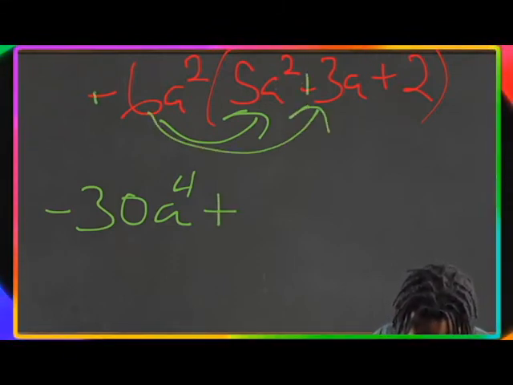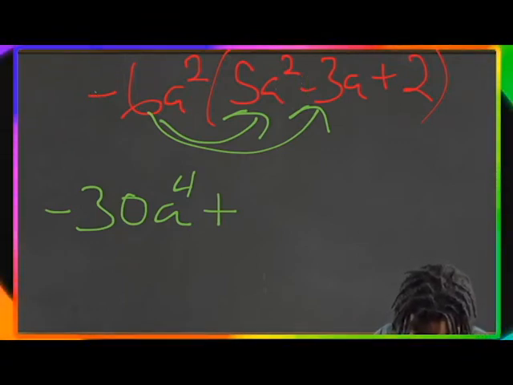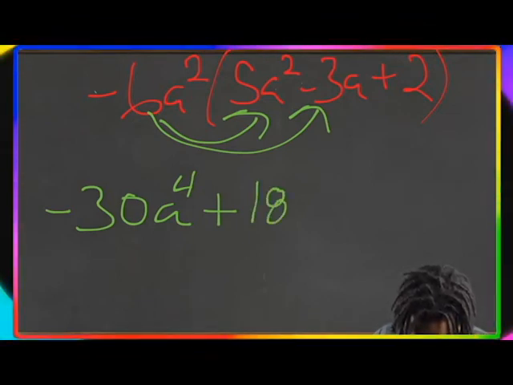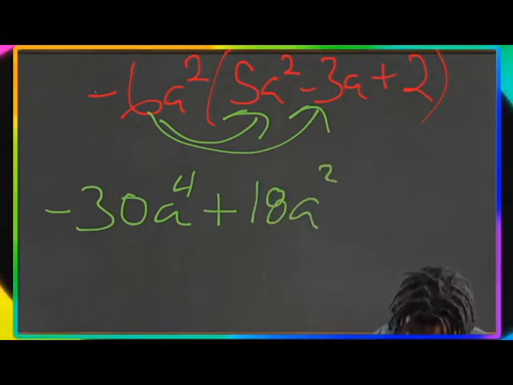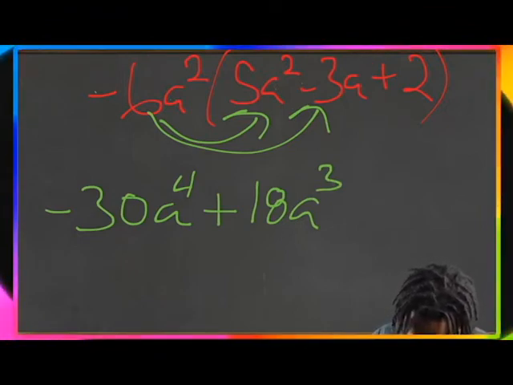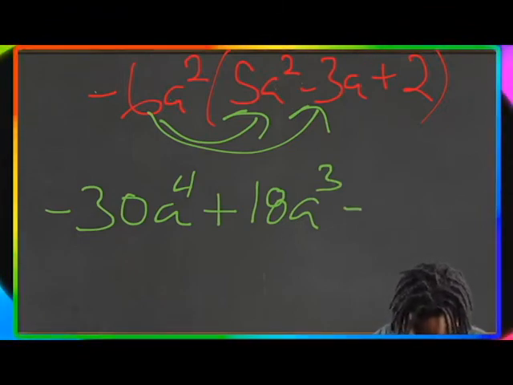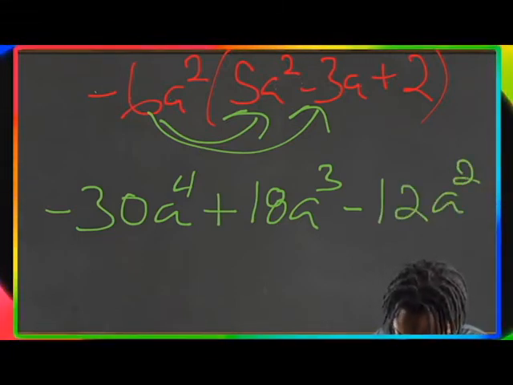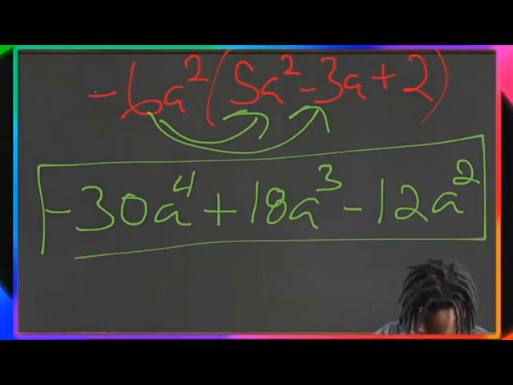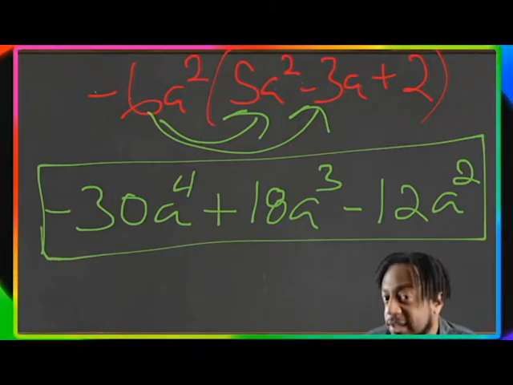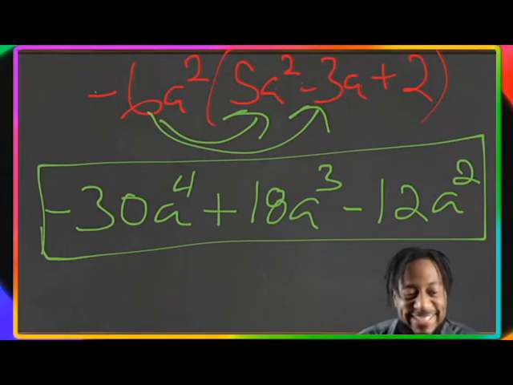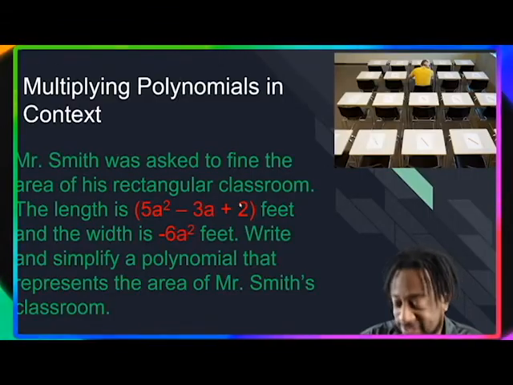Negative times a negative makes a positive. 6 times 3 is 18. How many a's do we have? A to the third. Again, negative times a positive gives you a negative. 6 times 2 is 12. 12 what? A squared. Box it up. Ship it out. You've done it. In context, that's your context right there. Okay, going back. Remember, it's a quick lesson.